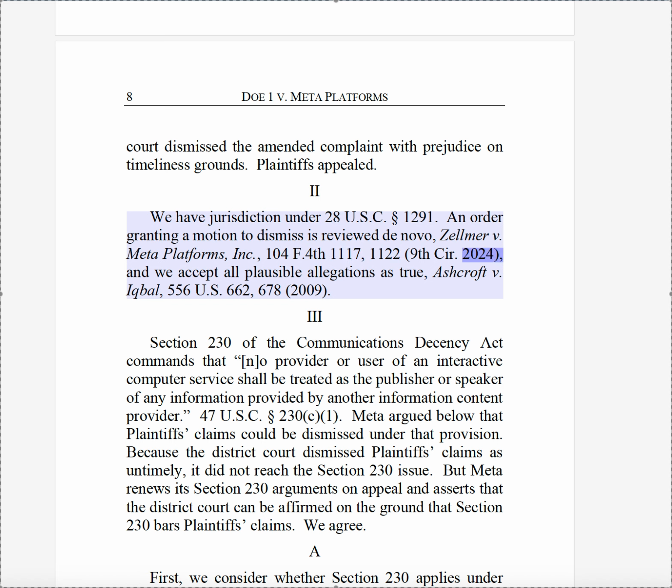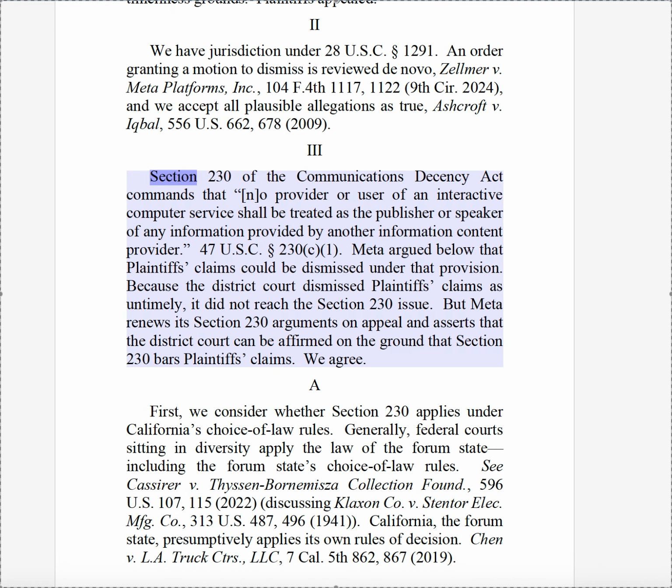9th Cir. 2024, and we accept all plausible allegations as true. Ashcroft v. Iqbal, 556 U.S. 662, 678, 2009. 3. Section 230 of the Communications Decency Act commands that no provider or user of an interactive computer service shall be treated as the publisher or speaker of any information provided by another information content provider. 47 U.S.C. Section 230(c)(1).